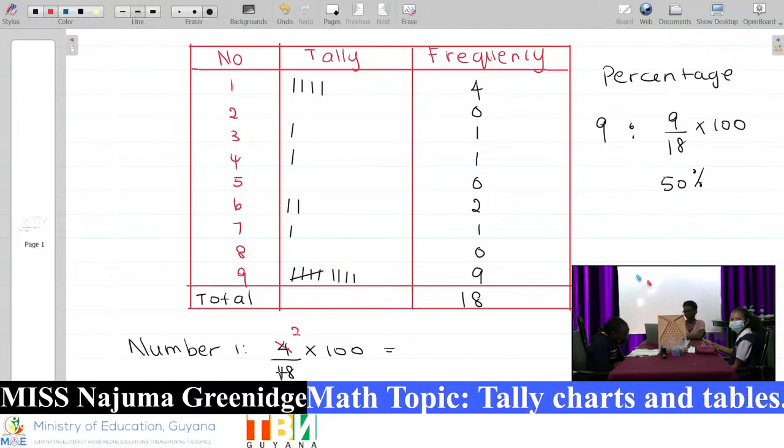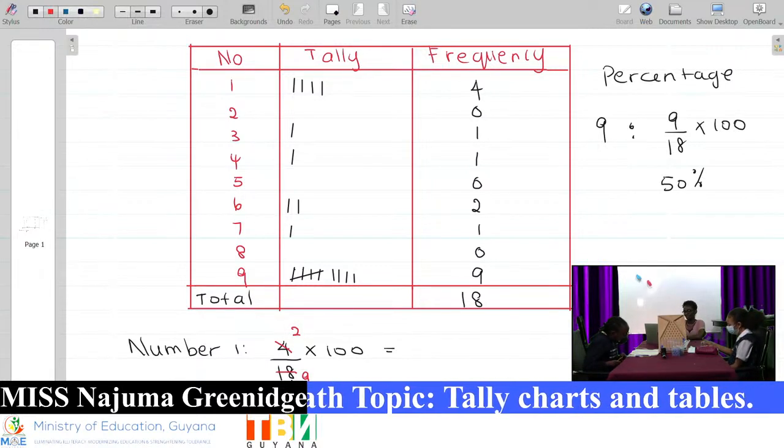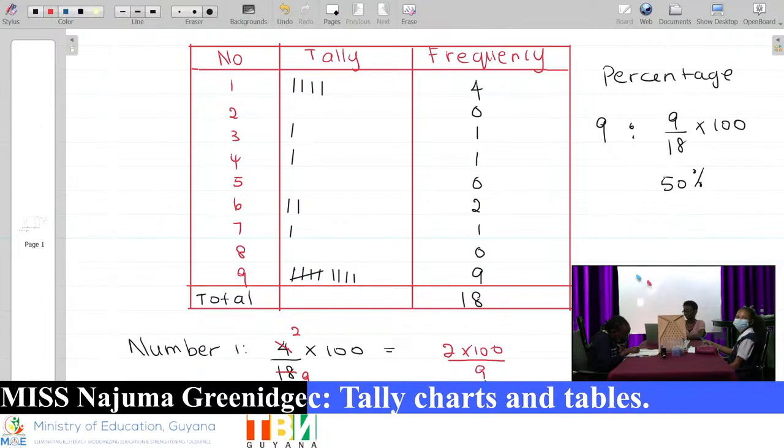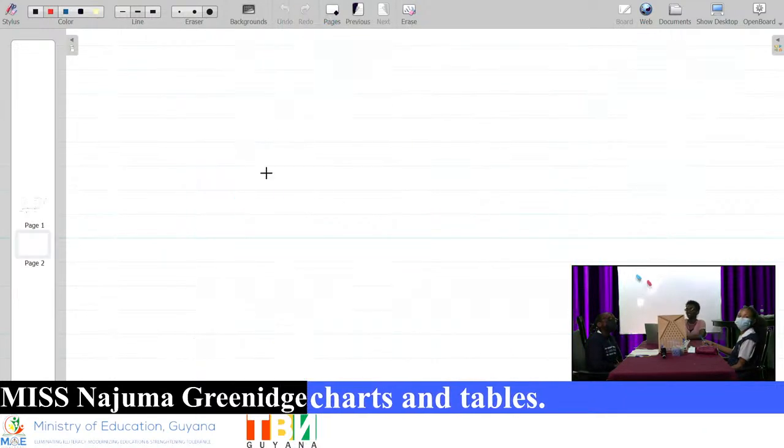24 is 2. 2 can go into 18 9 times. So it's like 2 times 100 divided by 9. We go on another page. So it's 200 divided by 9.